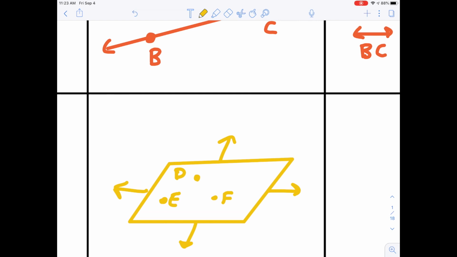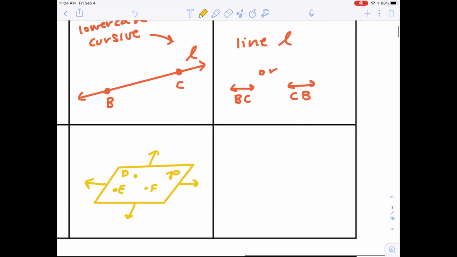So you can have D, E, and F, and then again, you could have a little nickname with a cursive letter. And so I could say that this plane is plane DEF. And yeah, you can just write out those capital letters. So DEF. It goes on forever, so you could also do them in a different order. You could say E, F, D. That would be fine too.